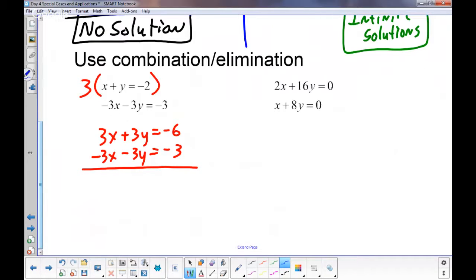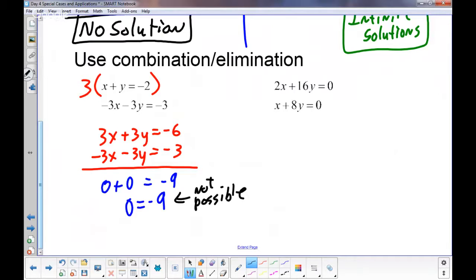And we see that negative 3x plus 3x, that's 0. 3y minus 3y, that's 0. So we got 0 plus 0 equals negative 6 plus negative 3, which is negative 9. So we end up with 0 equals negative 9. Again, that is untrue. That is not possible. So in this case, since it's not possible, we know it is no solution.